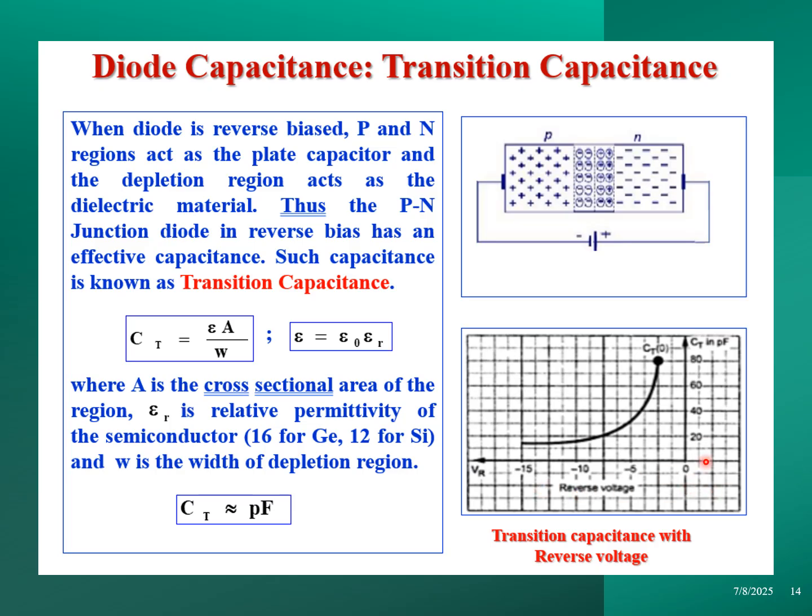So here in this graph, reverse bias means the negative applied voltage. As the applied voltage increases, the width of the depletion layer increases, and then the transition capacitance decreases. So as the applied reverse voltage increases, the transition capacitance decreases.